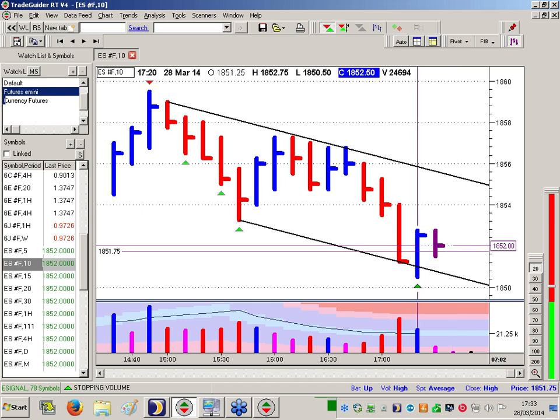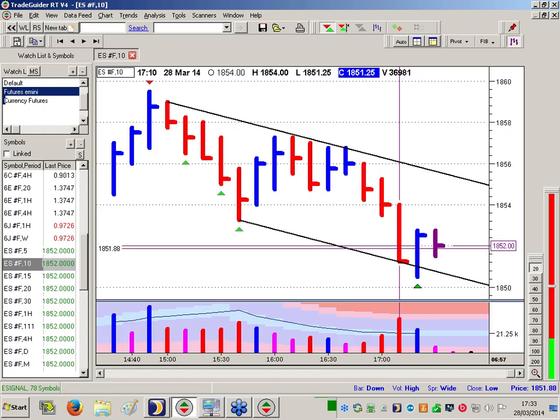Now, this stopping volume on that previous bar, look. Right. On that stopping volume, look how it's hit the trend line. Up it goes, and that's what produces the signal.